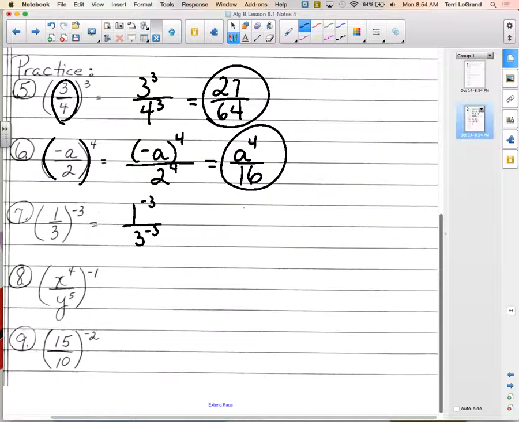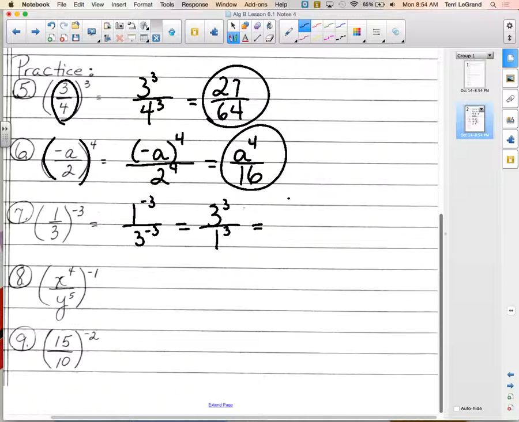Now let's do the other shortcut that we have that says, if you have a negative power on a floor, it can move to the other floor. So if it's up, it can move down. If it's down, it can move up. And then it can become positive. So let's have the 3 come upstairs with a positive 3 power. The 1 moves downstairs with a positive 3 power. And we have whatever 3 to the 3rd power is.